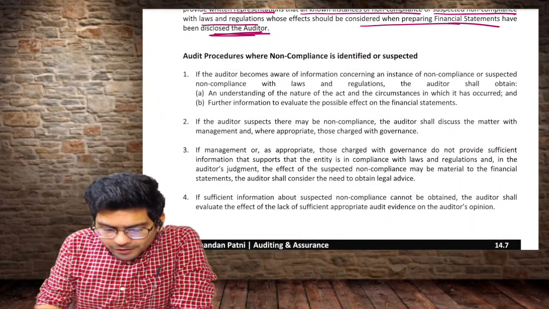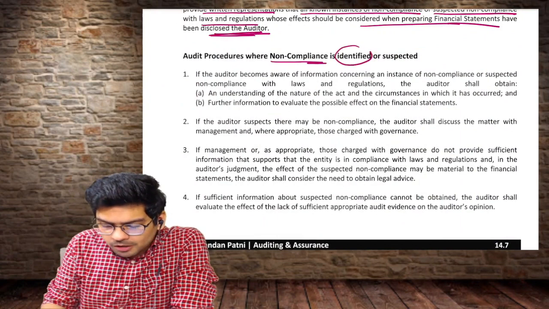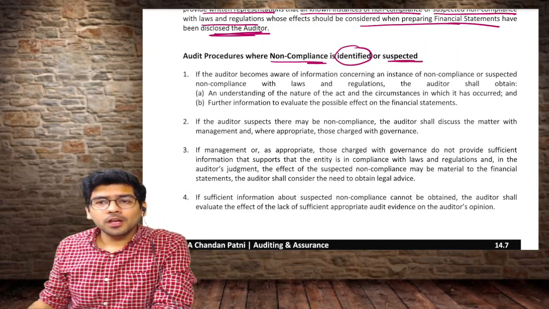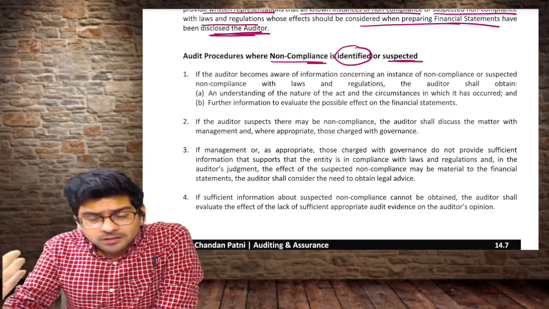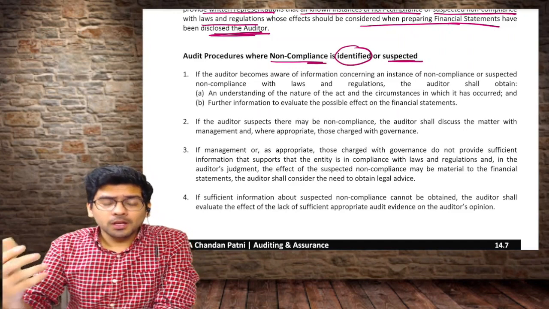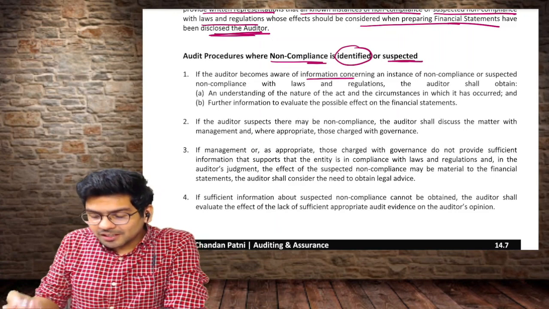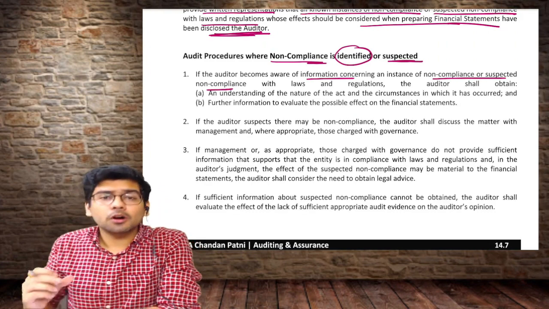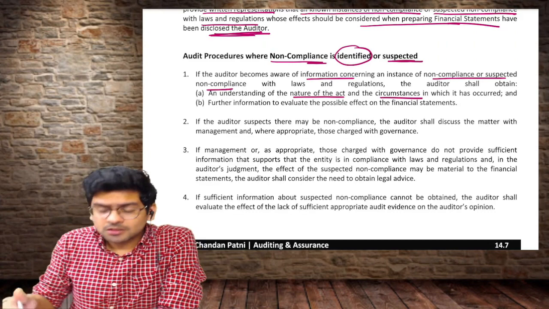Now, the second part. What if you come across an instance of non-compliance? You either identify non-compliance or you have doubts about it. You suspect a non-compliance. Then what has to be done? Let's understand. If the auditor becomes aware of information concerning an instance of non-compliance or suspected non-compliance with the laws and regulations, the auditor shall first obtain an understanding of the nature of the act and the circumstances in which it has occurred.